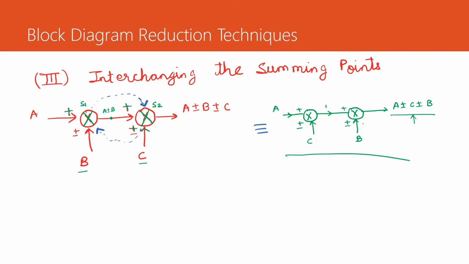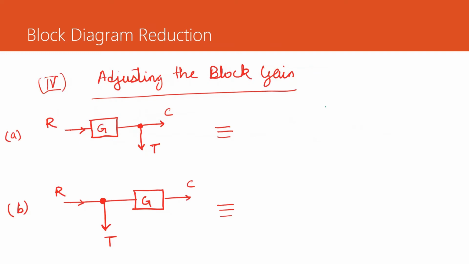Okay, now the third rule is adjustment of a block gain. Suppose over here, as you can see, we have an input R applied to a gain block, and that gain block produces an output C, and we have one more point over here, which again takes a value T, which is nothing but equal to C. Now you can see, we know C is nothing but R into G. So over here T is also R into G.